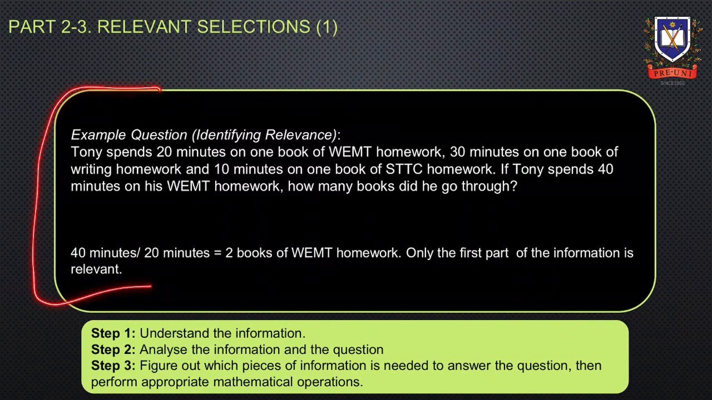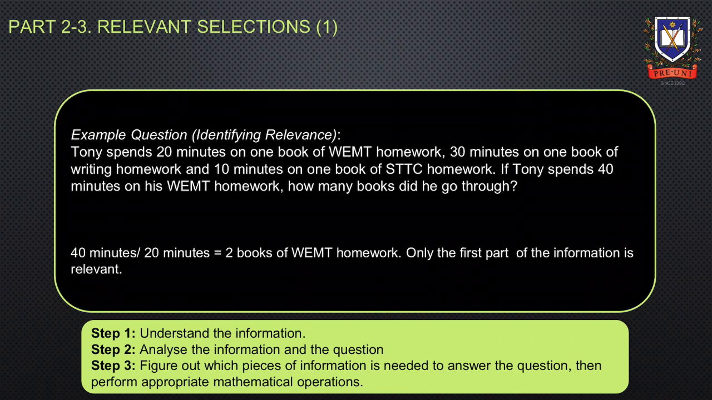Consider the following example. Tony spends 20 minutes on one book of WEMT homework, 30 minutes on one book of writing homework, and 10 minutes on one book of STTC homework. If Tony spends 40 minutes on his WEMT homework, how many books did he go through?